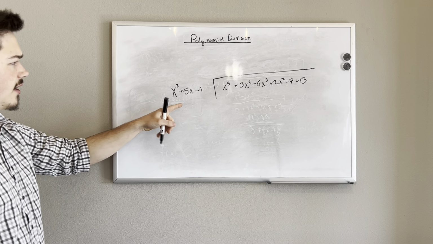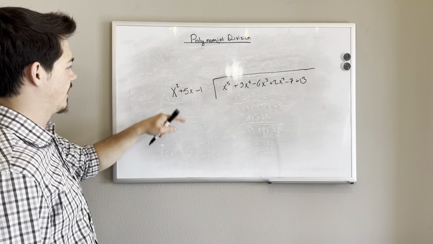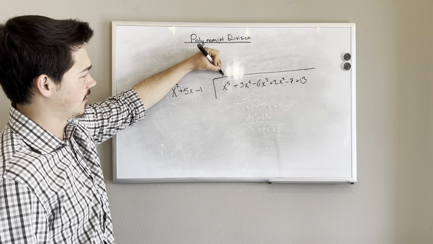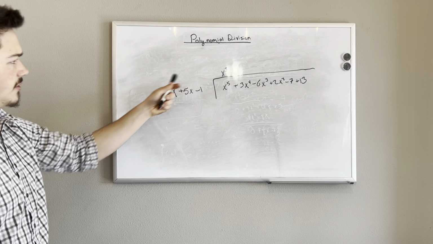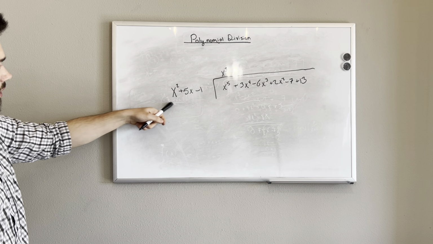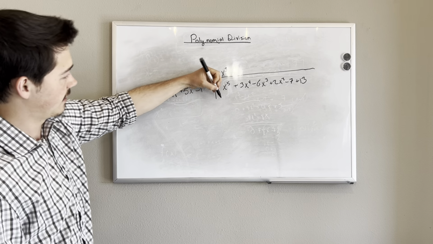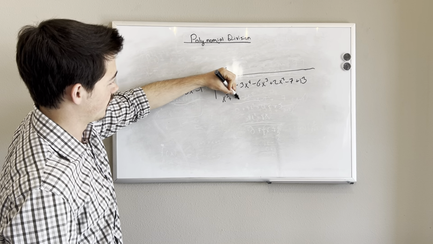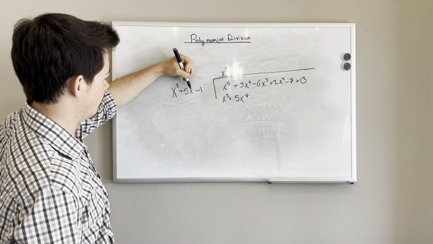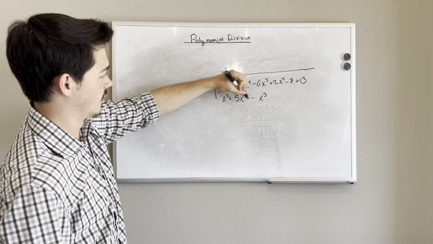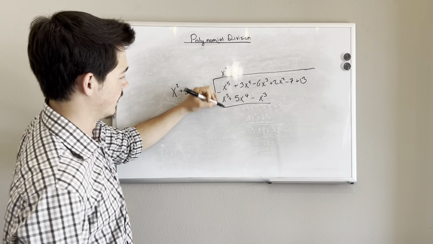Same process. We have our largest term, x to the 5th, and x squared. We want these to match, so we'll multiply this by x to the 3rd, because we add those exponents when we multiply through. So x to the 3rd times this whole term gives us x to the 5th plus 5x to the 4th minus x cubed. And again, we're going to subtract this whole term.